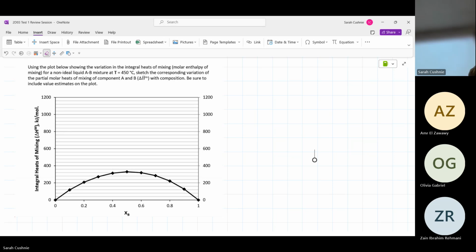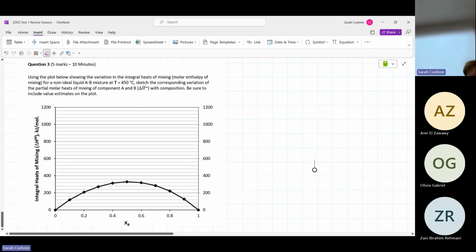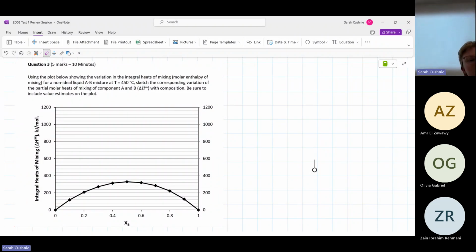Okay, let's do this question now, and then we can have fun chat times. So we're given this plot. I don't know if y'all have ever seen something like this. I sure never saw anything like this in my classes, and I was like, wow, I'm so overwhelmed. But it's only 5 marks. It says 10 minutes, right? It shouldn't be that bad.